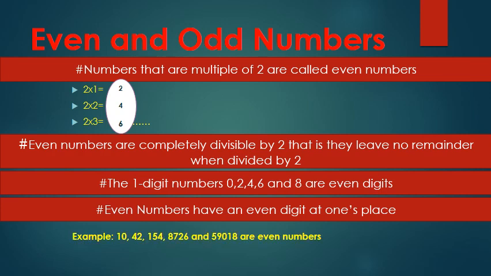For example, number 10, in which we have 0 at one's place. Number 42, in which we have 2 at one's place. Number 154, in which we have 4 at one's place. Number 8726, in which we have 6 at one's place. And number 59018, in which we have 8 at one's place. So all these numbers are even numbers.